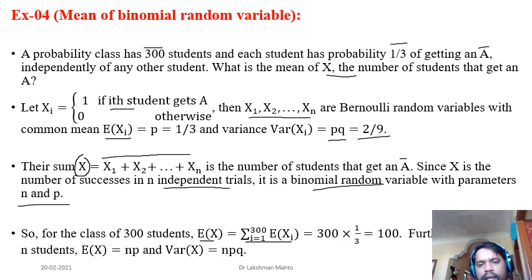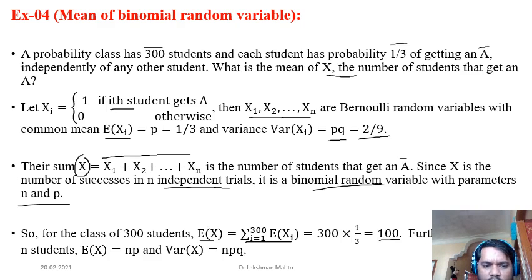What is the expectation of a single Bernoulli random variable? It is 1 by 3. And there are 300 students, so it would be just n into 1 by 3, that means 300 into 1 by 3, which simplifies to 100. That means on average 100 students will get A grade. If every student has probability 1 by 3, then in a class of 300 students, the expectation is that 100 students will get A grade.